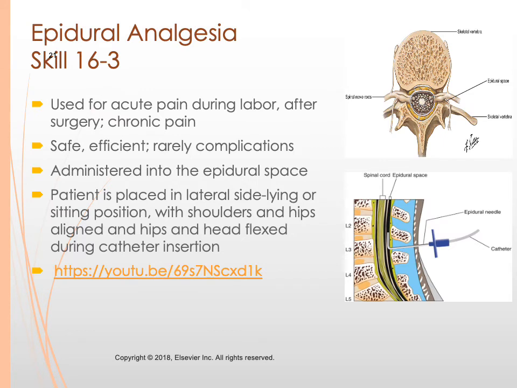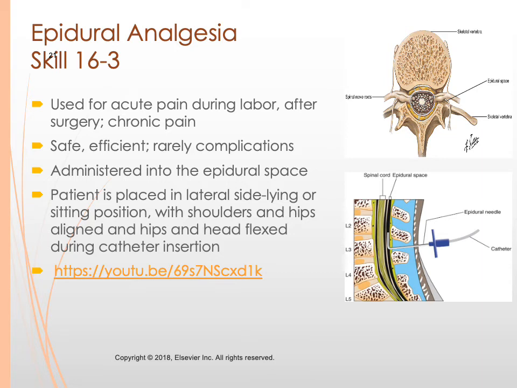So our next form of administering medication for pain management that we're going to discuss is epidural. Epidurals are used for acute pain during labor, after surgery, for chronic pain. It's used after surgery for trauma on the chest, surgery on the abdomen, or pelvis, or lower limbs. It is generally safe and effective. Usually very little complications when patients are monitored properly.